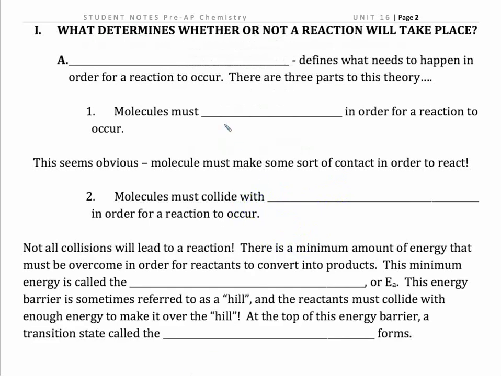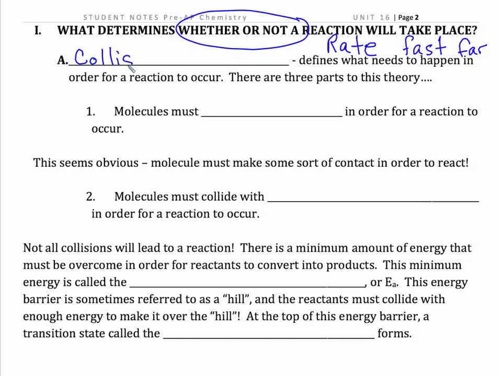We're going to look at whether a reaction will take place and what determines the rate at which a reaction takes place, not whether or not it will take place as much as how fast it will take place. And how far it will go. So this unit's going to talk about how fast it is and how far the reaction proceeds towards products. So the first part we want to talk about is collision theory.